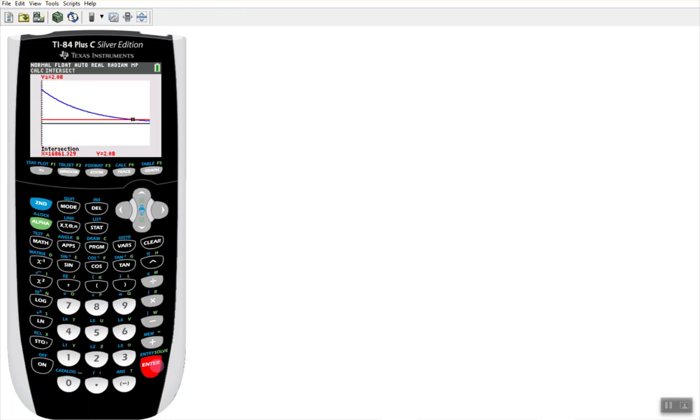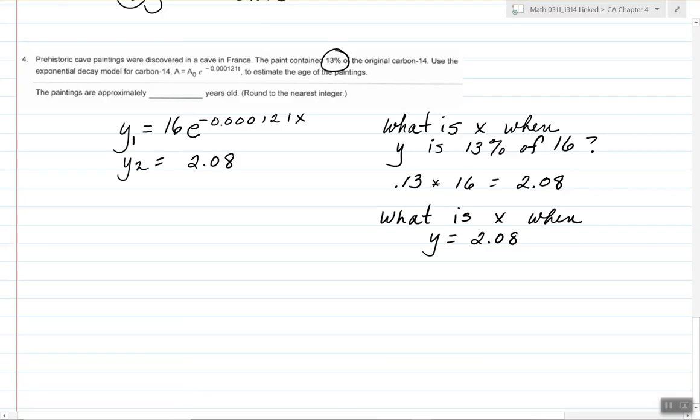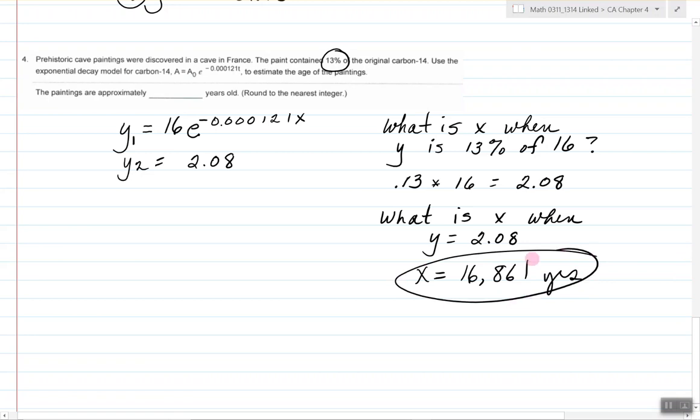It looks like I have an answer of 16,861 years. All right, so back over here, under these conditions, I will find an X, which is 16,861 years. All right. So we are done with our application problems, and we did focus on using the grapher in these problems.